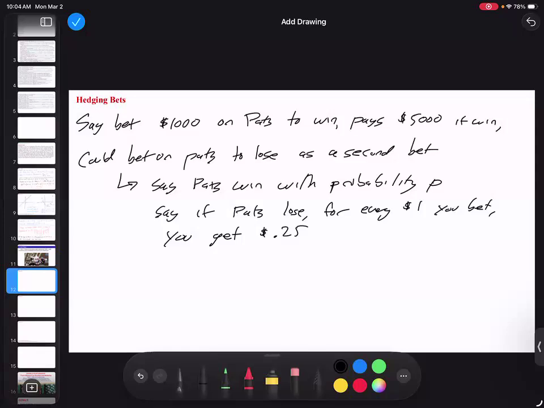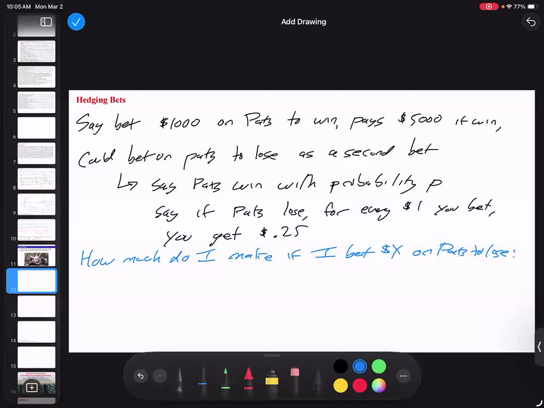And so I can try to calculate how much do I make if I bet X dollars on Pats to lose. So is the amount I make going to be a function of whether or not the Patriots win or lose? Sure. I'm going to place a bet of X dollars on the Patriots to lose. And I want to know, how much do I gain at the end of the game? Is the amount I gain going to depend on who wins the game?